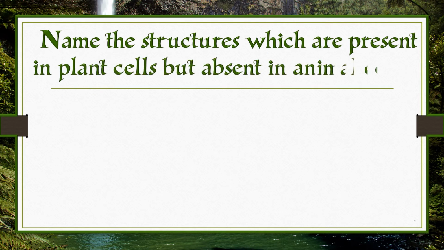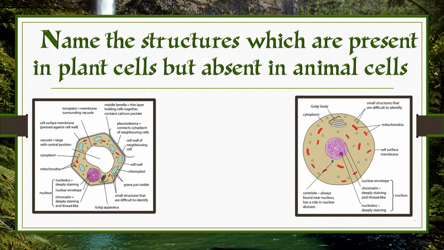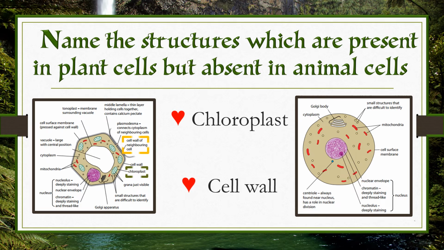Name the structures which are present in plant cells but absent in animal cells. We have chloroplasts and cell wall.